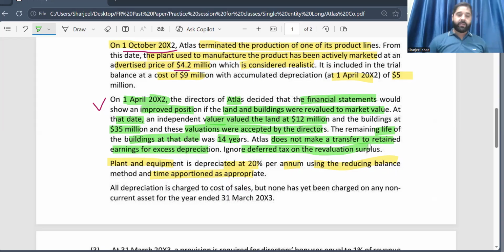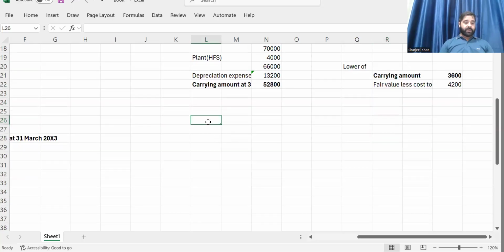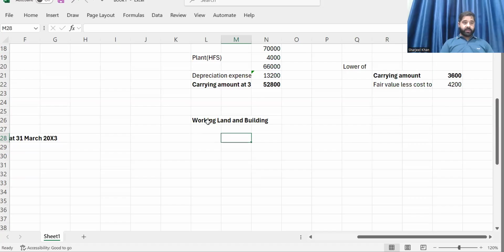So it's quite simple because we will not make an annual transfer for excess depreciation, and we will not calculate the deferred tax on revaluation because the examiner told you. Now, make a separate working for land and building. So here we have land, we have the building.